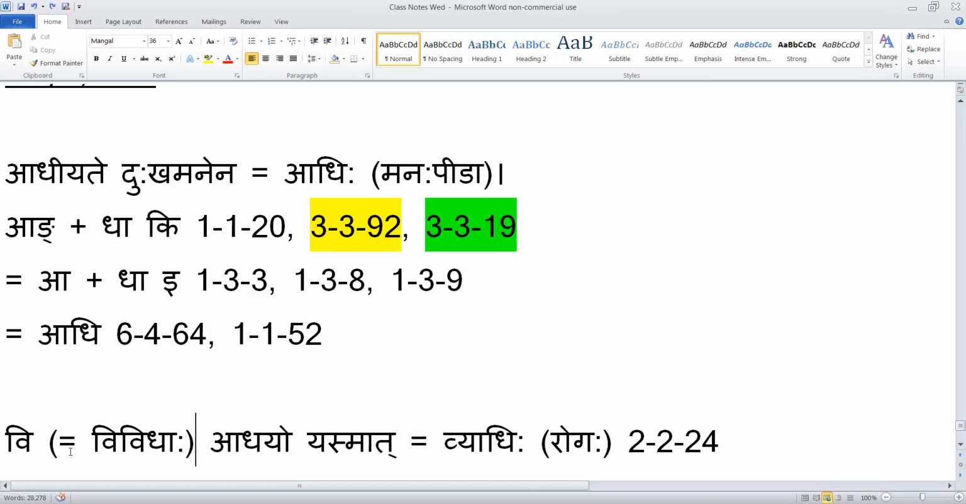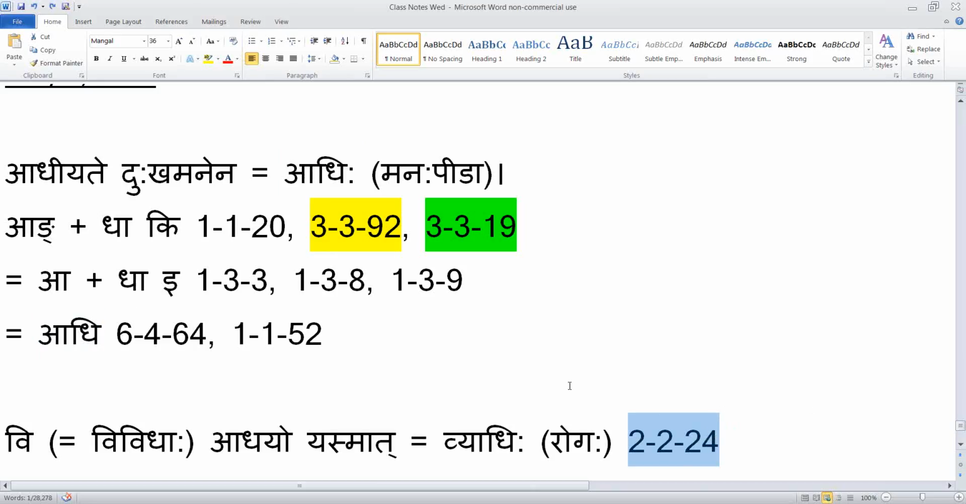So anyways, one more time, adhiyate dukkham anena adhihi. This is how the language expands. We take a dhatu like dha, to place, to bear, to hold. But then we make a noun adhi, upasargaha ang, by using this sutra, upasarge gohakihi, because it can come in any karaka except the doer. So that by which sorrow is planted in your mind. This is a mental affliction. And then vividhaha adhayo yasmat sa vyadhihi rogaha. So of course the Bahuvrihi compound.